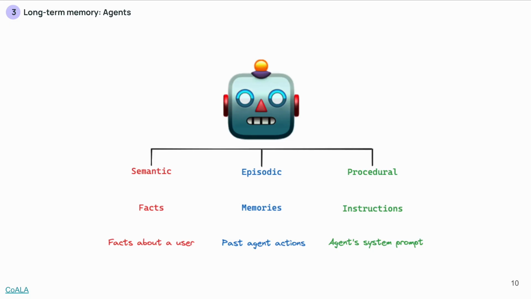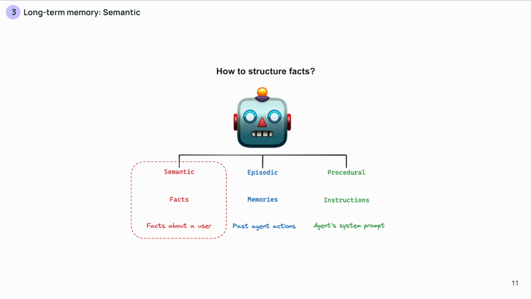Now there's been some nice work to map these ideas over to agents, the Koala paper in particular, which is linked here. In the case of agents, you can think about semantic memory as facts, like facts about a user, or to-dos in my to-do list. Episodic memory you can think about as past agent actions, or what the agent actually tried to do, tools it tried to use, for example. Procedural memory is instructions, like the agent's prompt. Now let's talk about these one by one.